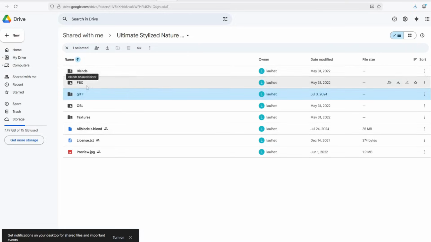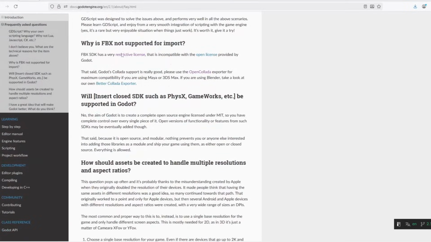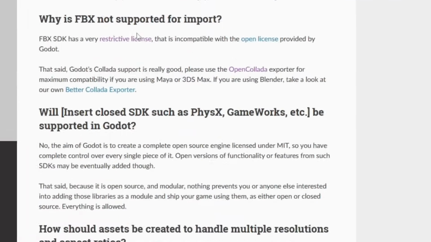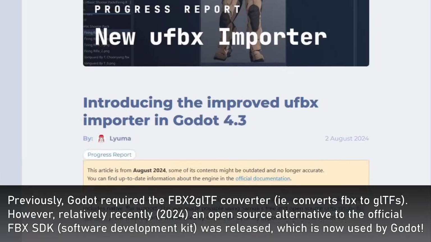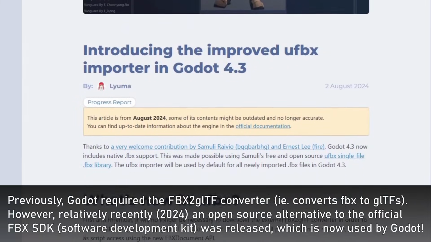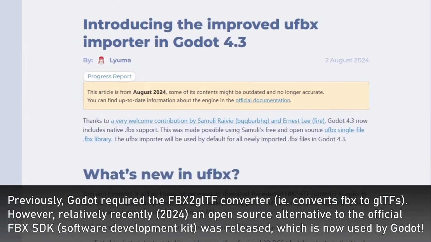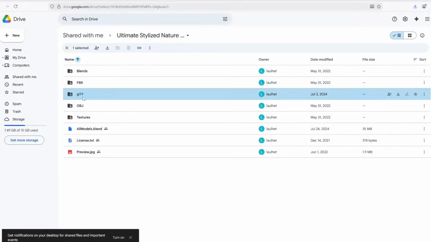Well, in terms of Godot, it is actually a little bit complicated, and it's a good thing that we just learned about the different kinds of licenses, because for the longest time, you actually couldn't use FBX in Godot. Let me just flick over to this: why is FBX not supported for import? As you can see here, FBX has a very restrictive license, and it's incompatible with the open license provided for Godot. And indeed, we should all be having a think about that. It is putting restrictions on us, and if we are supporting that ecosystem by using FBX models, that might not be a very good thing. So they do encourage us to use less restrictive formats, such as glTF, such as OBJ, and such as the Blender files.